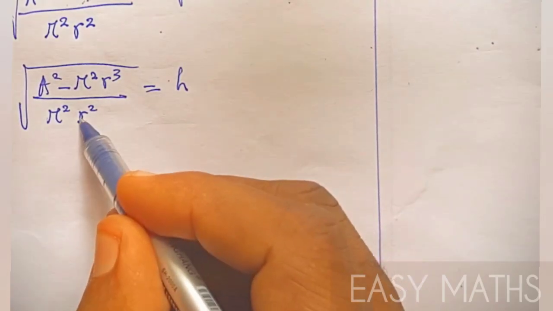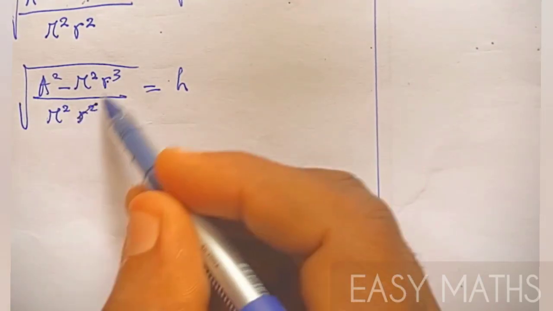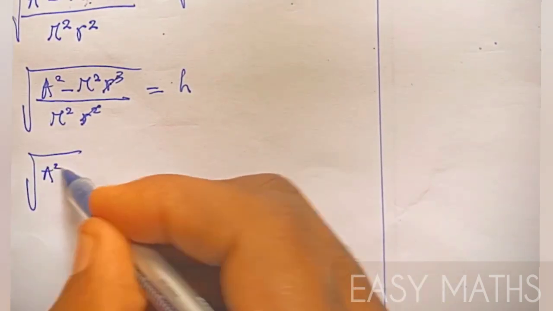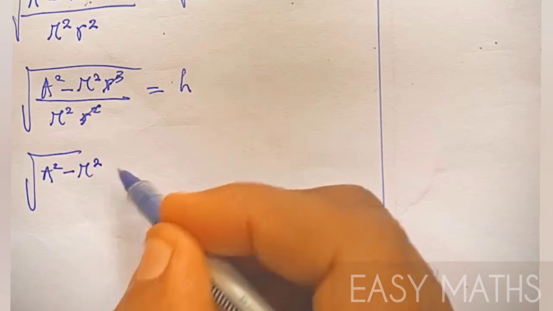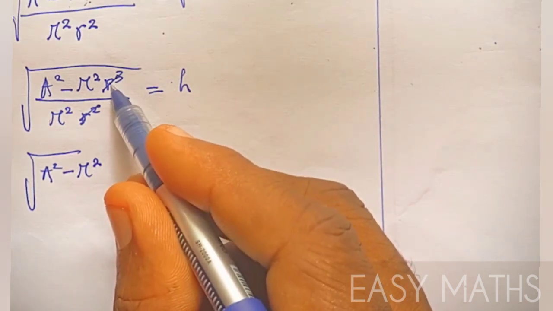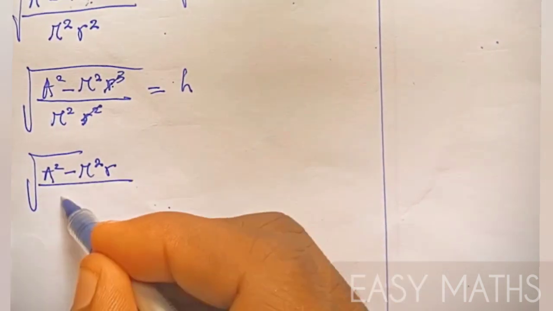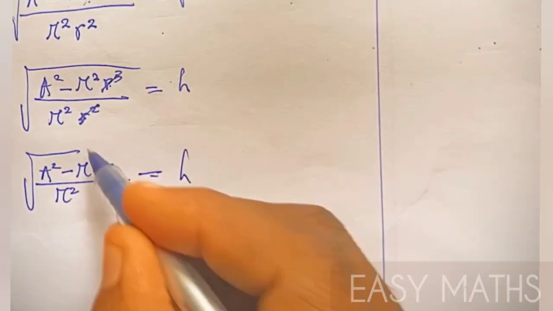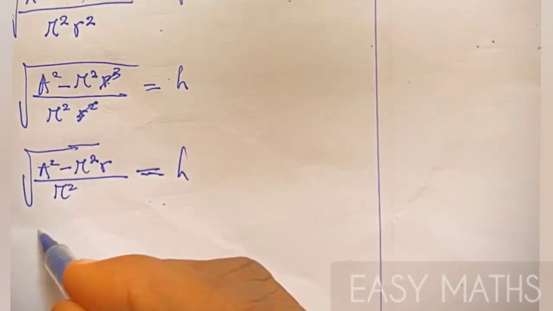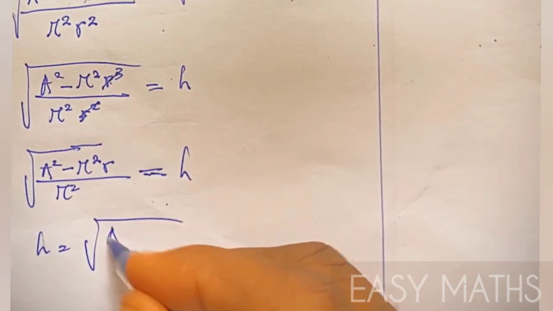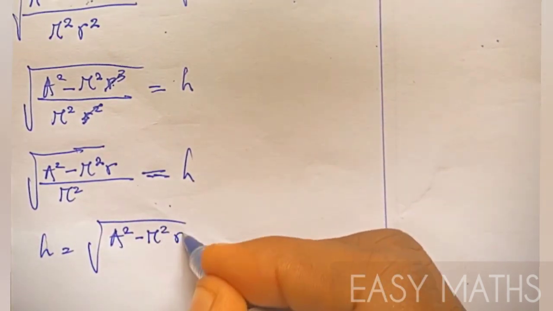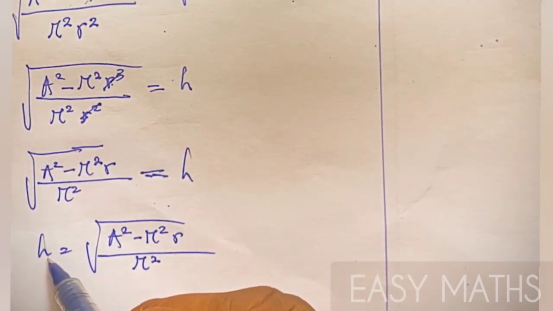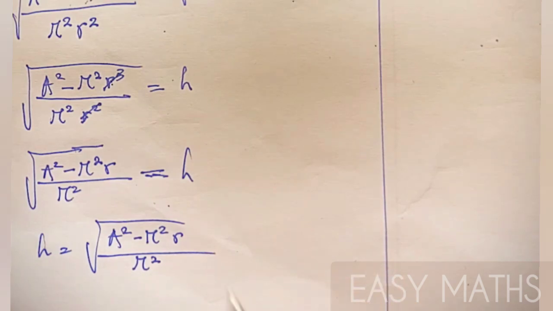Then we can still go further because these two are like terms. This r squared can cancel out r squared here, so we're going to have a squared minus pi squared. What will remain here should be r, then pi squared, because this r squared has been cancelled here. So this can be written as h equals a squared minus pi squared r all over pi squared. So we've been able to make h the subject of the formula.